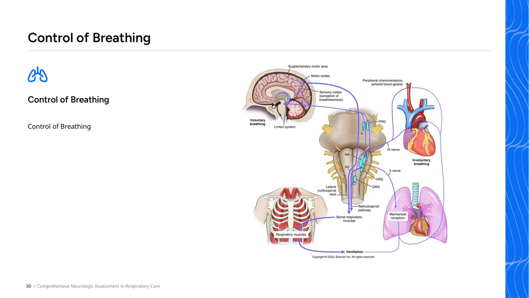Let's take a closer look at control of breathing. It's a fundamental aspect of respiratory management, and understanding how it works is crucial in our comprehensive neurologic assessment. Essentially, control of breathing involves the intricate coordination between the brain and the respiratory muscles, ensuring that we maintain adequate ventilation at all times. This process is primarily regulated by the respiratory centers in the brainstem, specifically the medulla oblongata and the pons. These centers receive input from chemoreceptors that monitor levels of carbon dioxide, oxygen, and pH in the blood, and then adjust breathing accordingly.